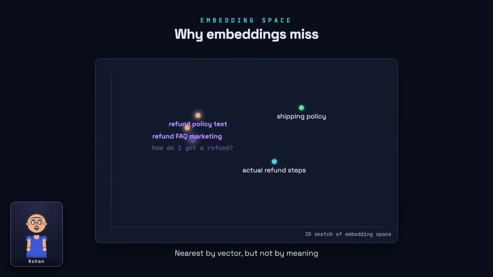Here's the query and 4 chunks in embedding space. The 2 nearest chunks just share the word refund. The chunk that truly answers how to get one, the actual step-by-step, sits further away. Embedding distance rewards surface similarity, not the precise answer.